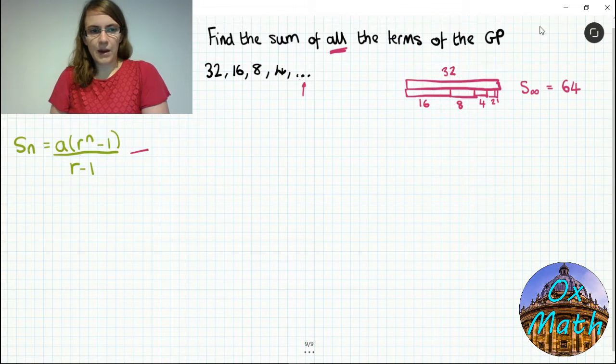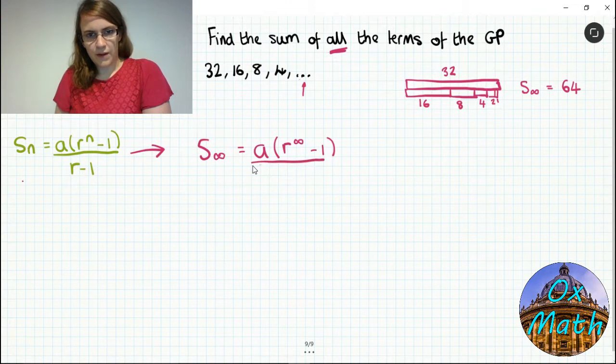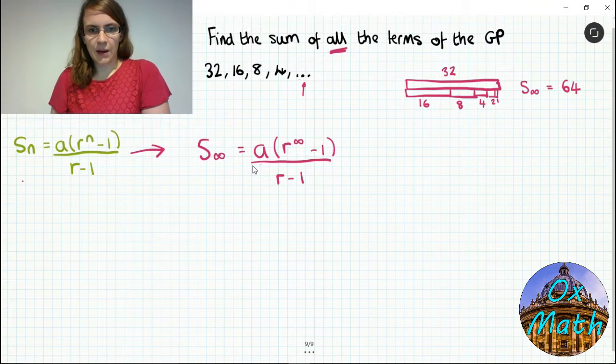And if we think about how we would get that from our formula, so in this case we want the sum to infinity of our first term multiplied by our ratio to the power of infinity minus 1 all over our ratio minus 1. Now you might be wondering how on earth you would put r to the power infinity in your calculator. There is no button on your calculator for infinity, but let's think about what it means. In this case our ratio is less than 1 and it is a half because each term is half of the term before.